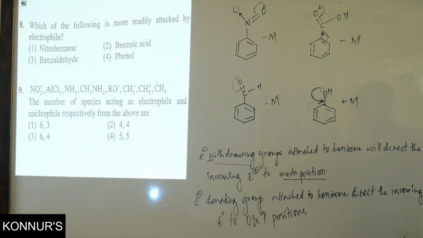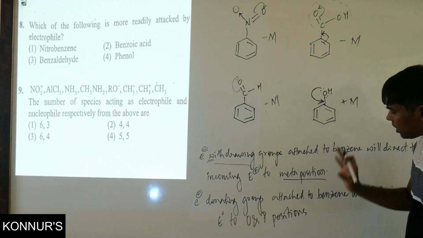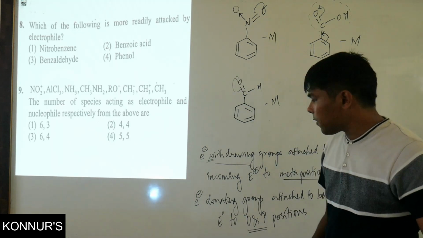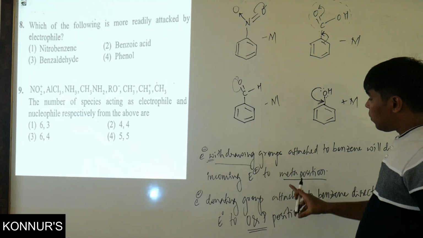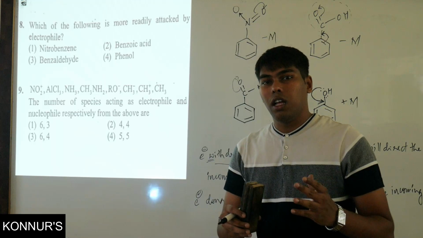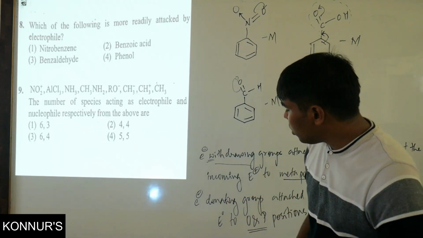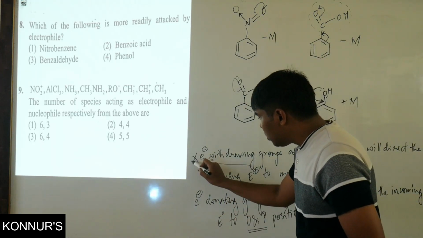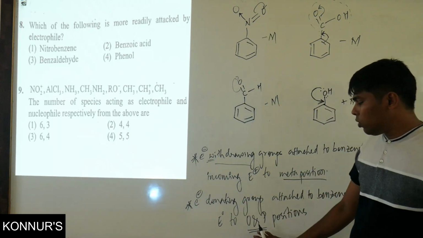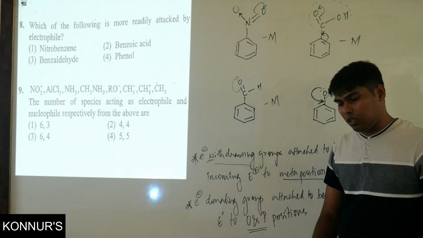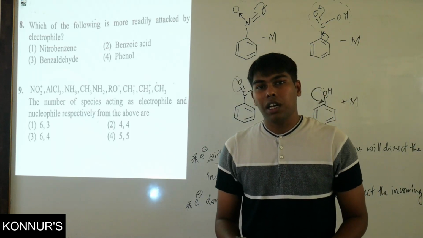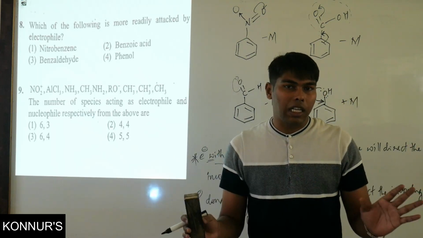What happens if the plus M effect is present? This makes two positions available for the electrophile attack, but these make only one position, that is the meta position, available for the electrophile to attack. So with these two notations there will be the possibility of the electrophile attacking the ortho and para positions. Okay, we'll discuss these orientation effects in detail by taking many examples.